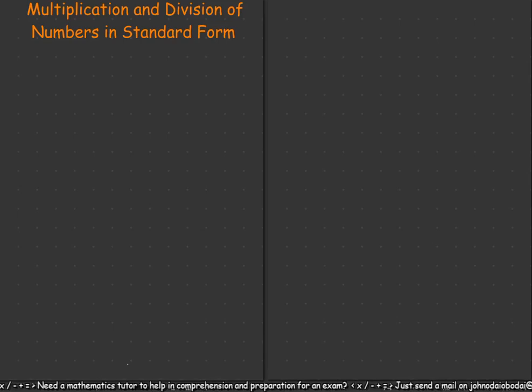Now in this lesson, we are looking at how to multiply and divide numbers in standard form. That is, if a number is written to you already in standard form and you want to multiply and divide them, how do you go about it?